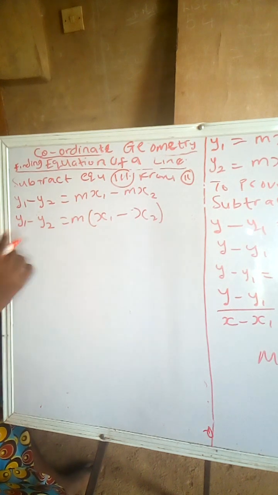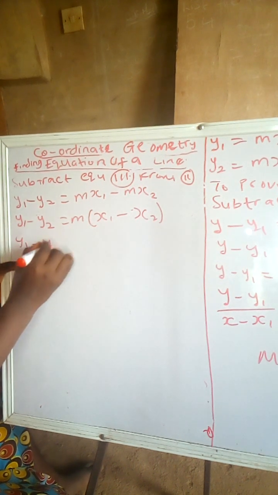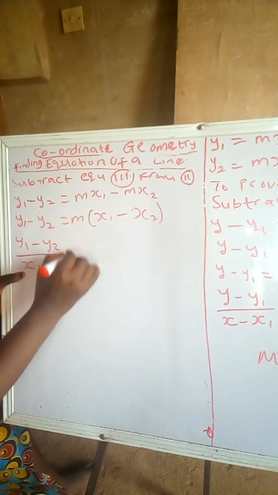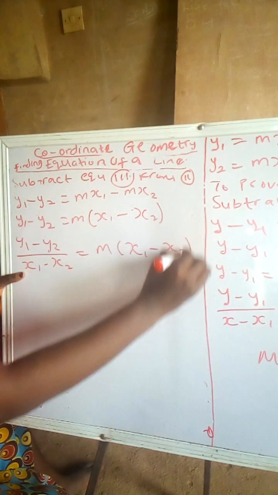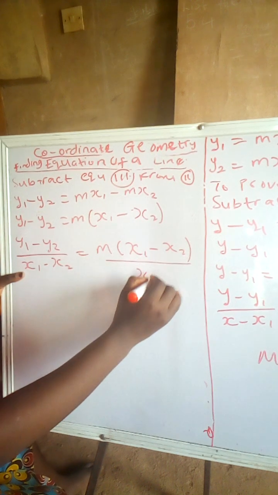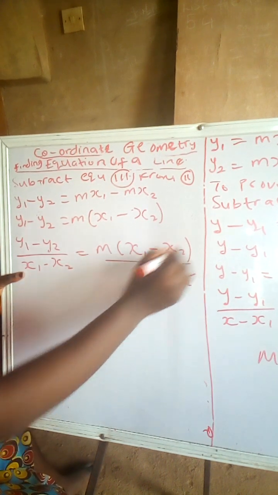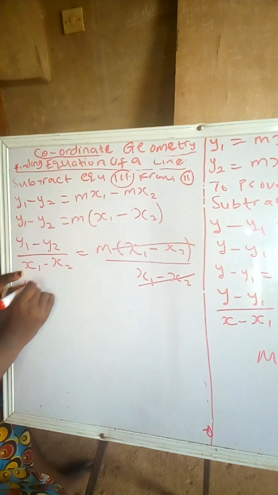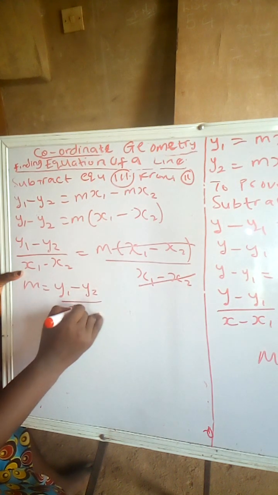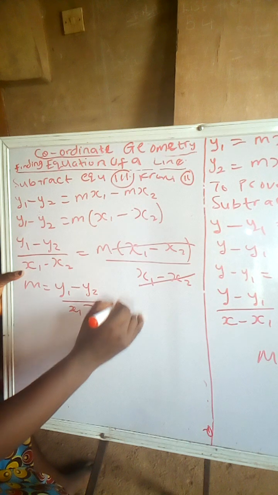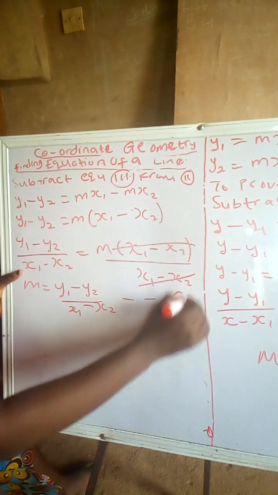Divide both sides by x1 minus x2. y1 minus y2 divided by x1 minus x2 equals m into x1 minus x2 divided by x1 minus x2. Our m is equal to y1 minus y2 over x1 minus x2. This is our equation 5.